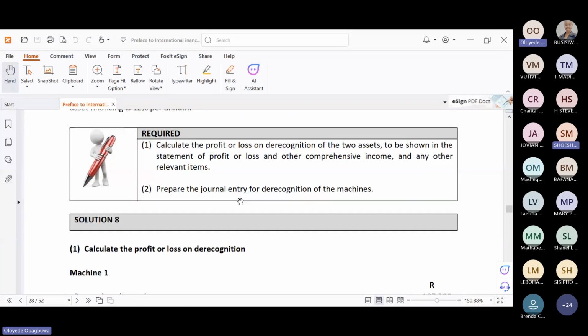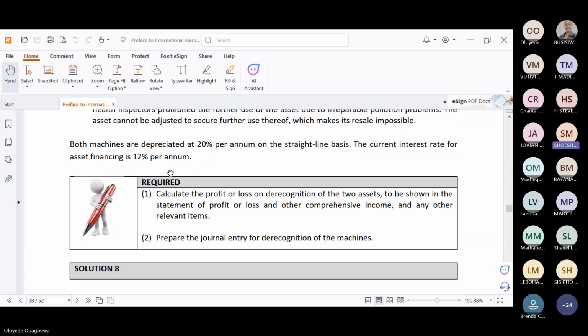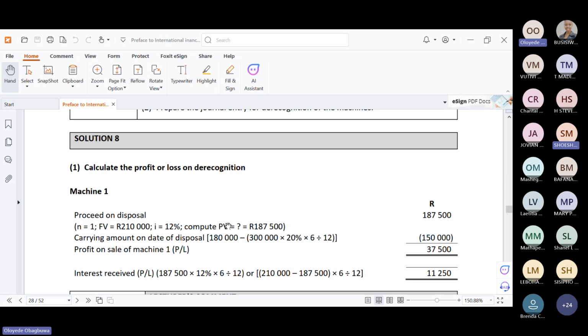That is why you have to pick up your financial calculator and say, okay, the number is 1 year, 1 year time, 2012 to 2013, June 2012 to June 2013, which is 1 year. The future value you are expecting is 210. The interest is 12%, which is given in the question. Then compute the present value.